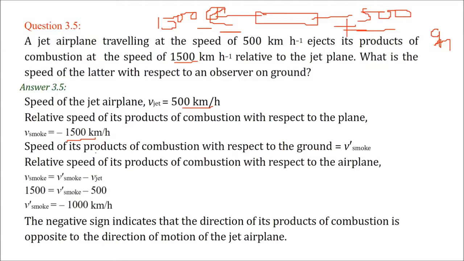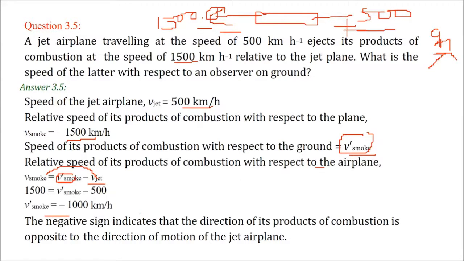Now the speed of the product of combustion with respect to the ground will be what? For him, let us assume it to be V dash smoke. And we know that the relative speed of its product of combustion with respect to the plane will be V smoke, which is simply V dash smoke minus V jet. We want to find V smoke, so just take this one here. It will be minus 1000.